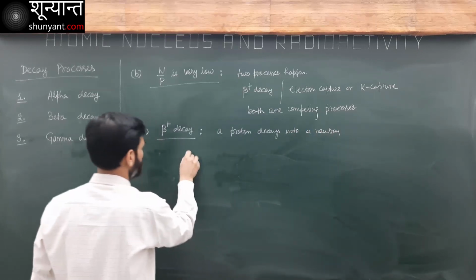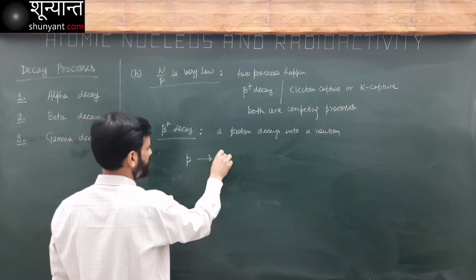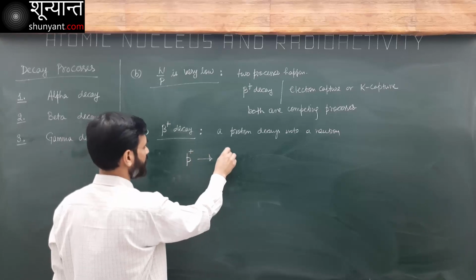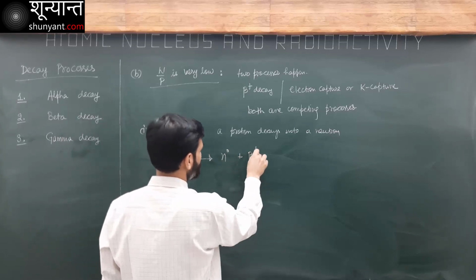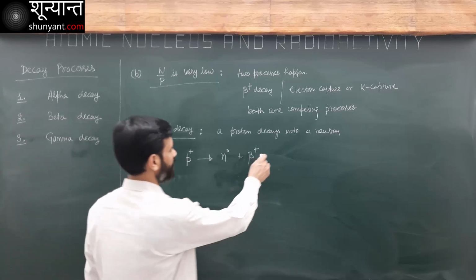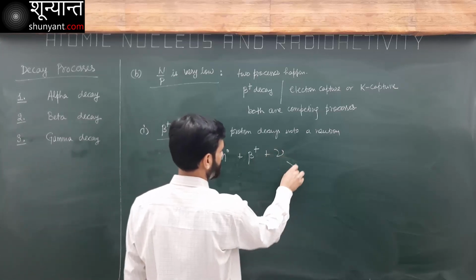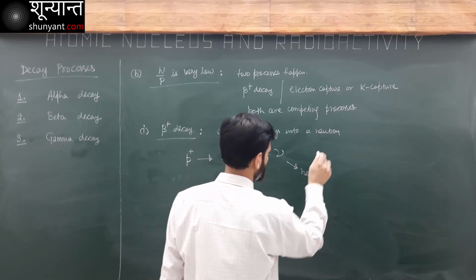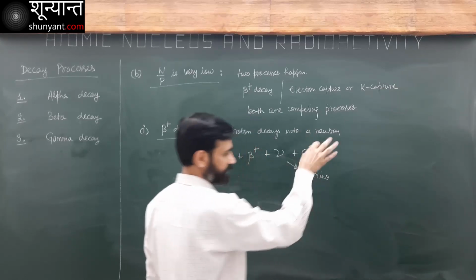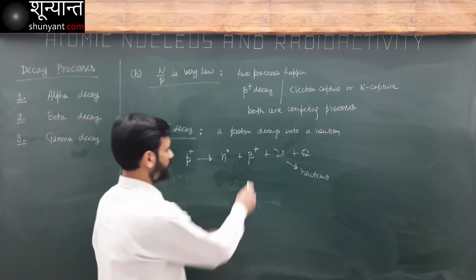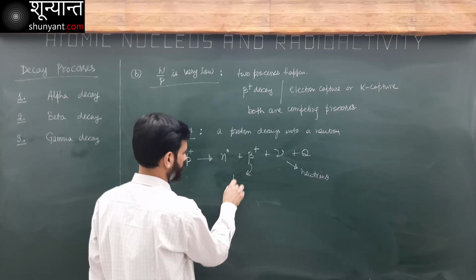So it's like this: a proton decays into a neutron. A positive charge here, a zero charge here, plus a positive beta particle, plus a neutrino, plus some amount of energy involved. This is proton, neutron. This is known as positron.